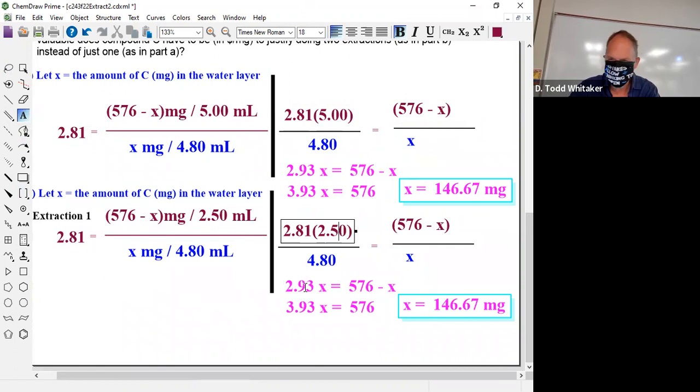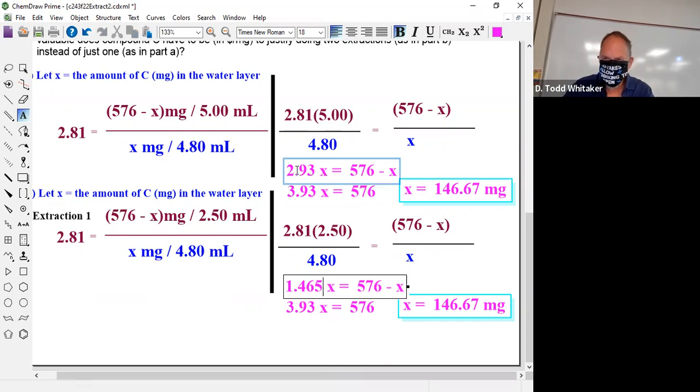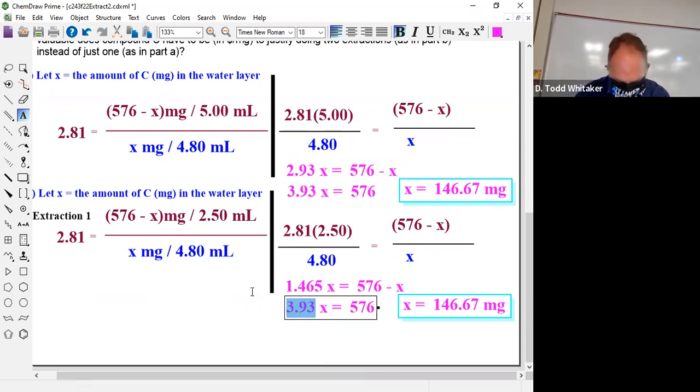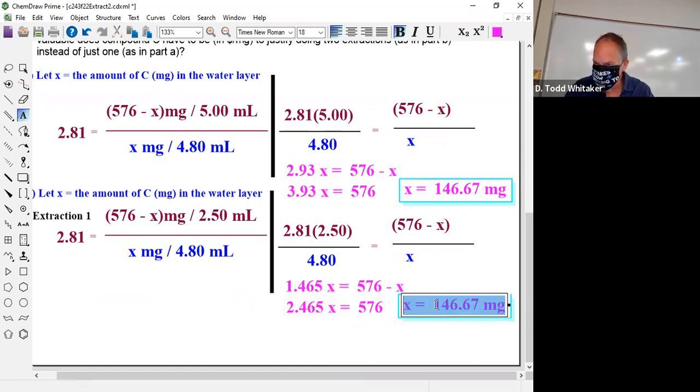Please just divide 2.93 over 2 for me. I'll do it. 1.465. Is that correct? I don't trust myself anymore. 2.93 over 2. It's good. And then it's going to be 2.465x. 2.465x equals, and then give me a new x. It'll be bigger than this number, but this is only our first extraction. It's going to be closer to 200.